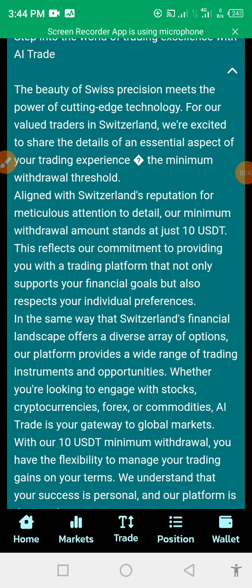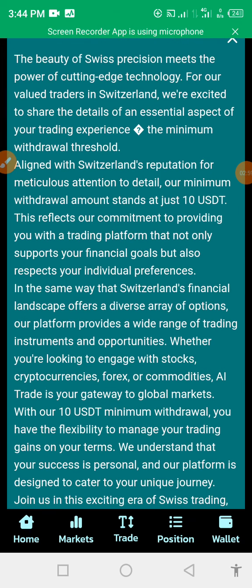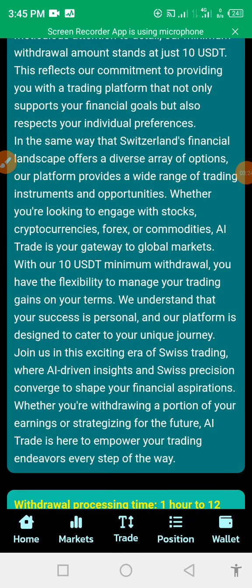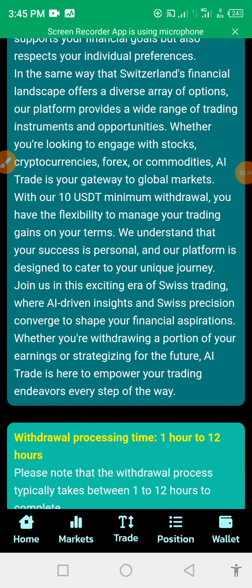This reflects our commitment to provide you with a trading platform that not only supports your financial goals but also respects your individual presence. In the same way that Switzerland's financial landscape offers a diverse array of options, our platform provides a wide range of trading instruments and opportunities. Whether you are looking to engage with stocks, cryptocurrencies, forex, or commodities, AI Trade is your gateway to the global market. With our 10 USDT minimum withdrawal, you have the flexibility to manage your trading on your terms. Join us this way. Okay, this is what they say about it.